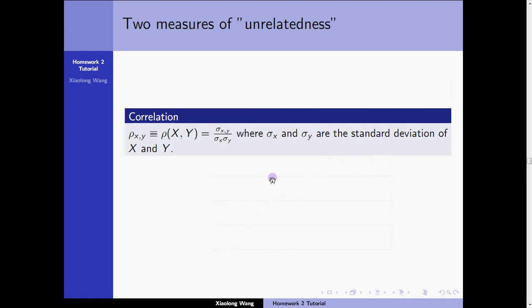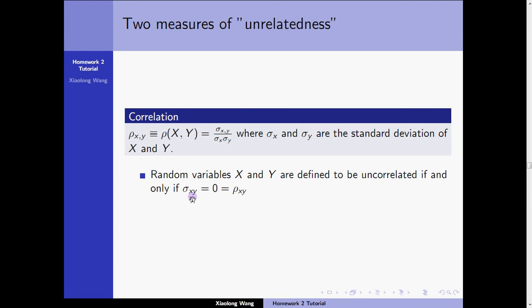And it's similar for the coefficient of correlation. We define the coefficient of correlation rho xy as the covariance of x and y divided by their standard deviations. So we can say that the coefficient of correlation is a standardized covariance of x and y. And if it is equal to 0, then we say the random variables x and y are uncorrelated with each other.